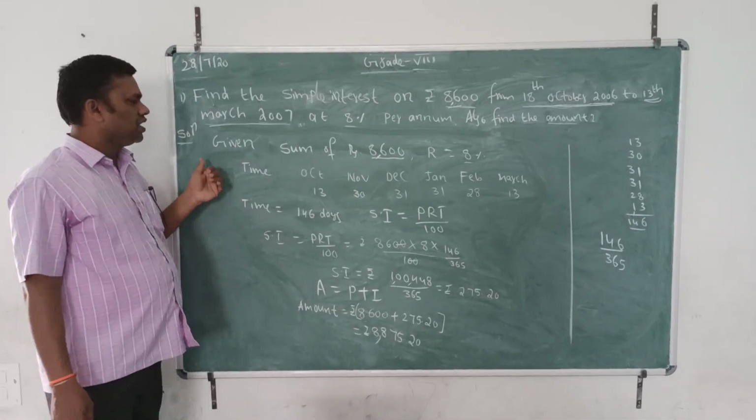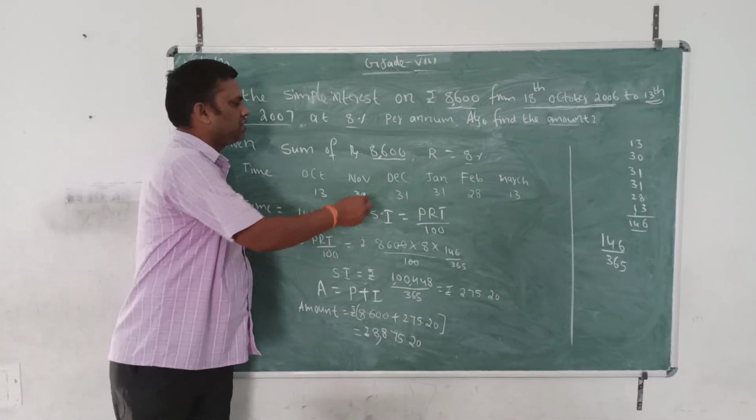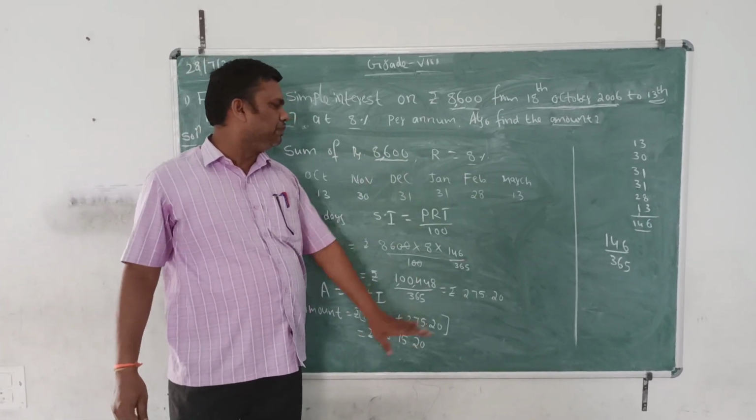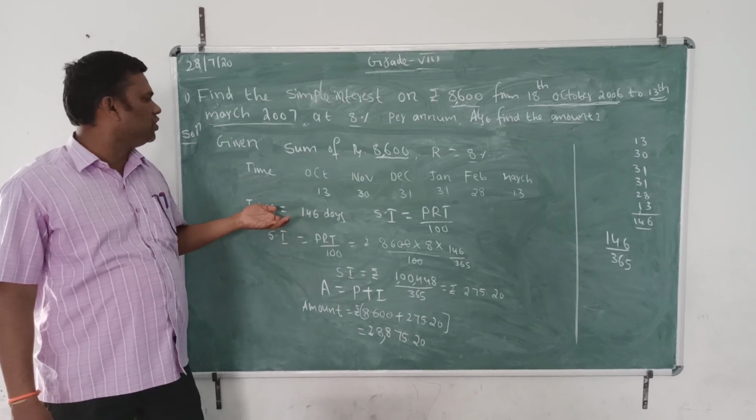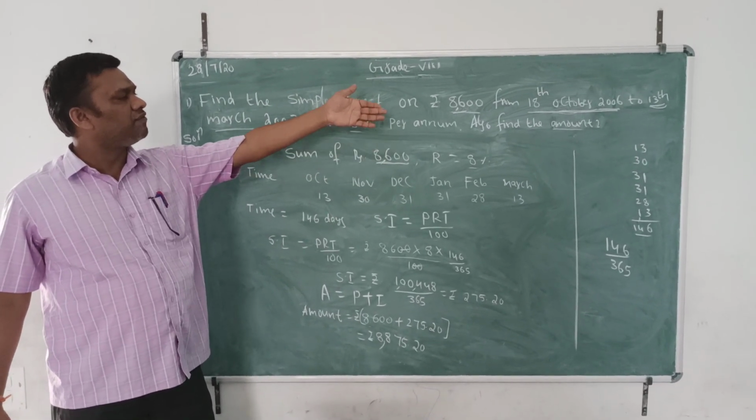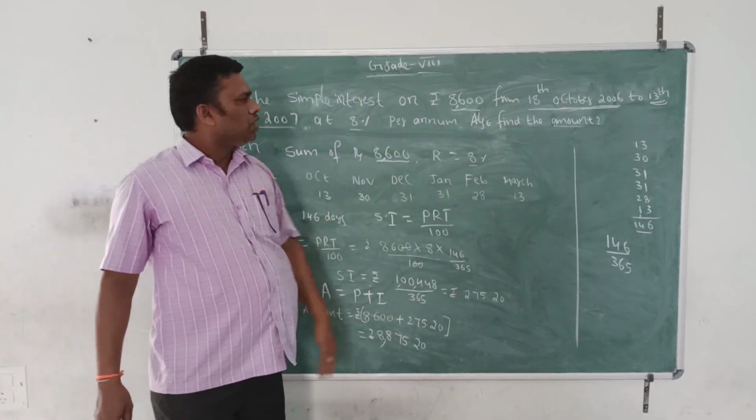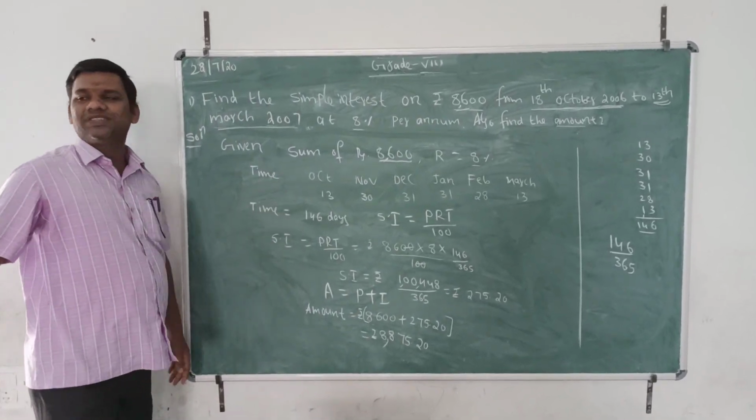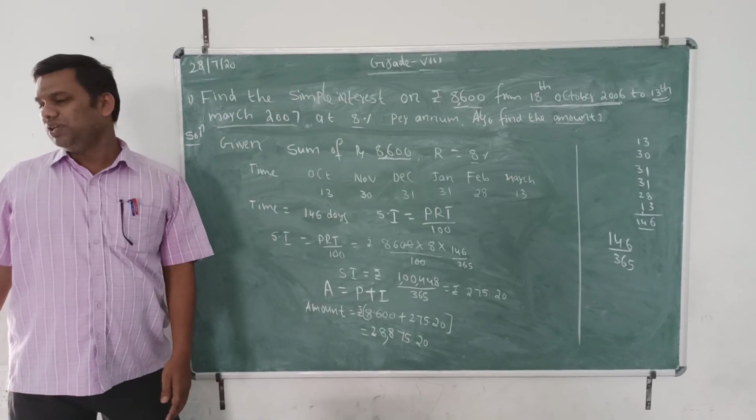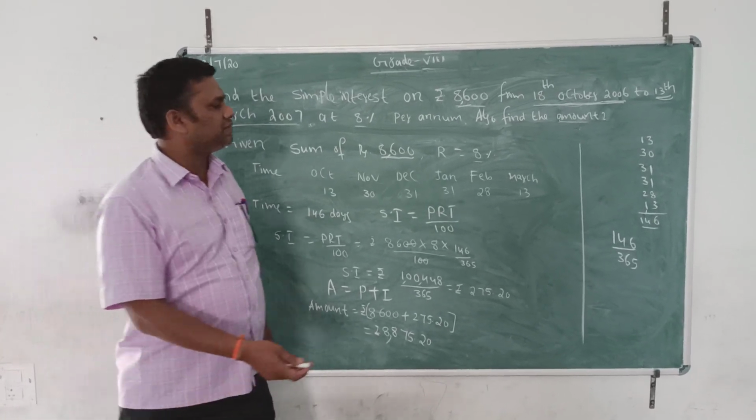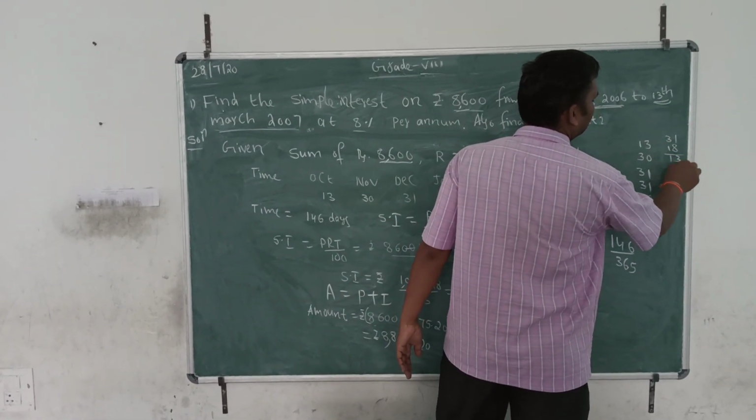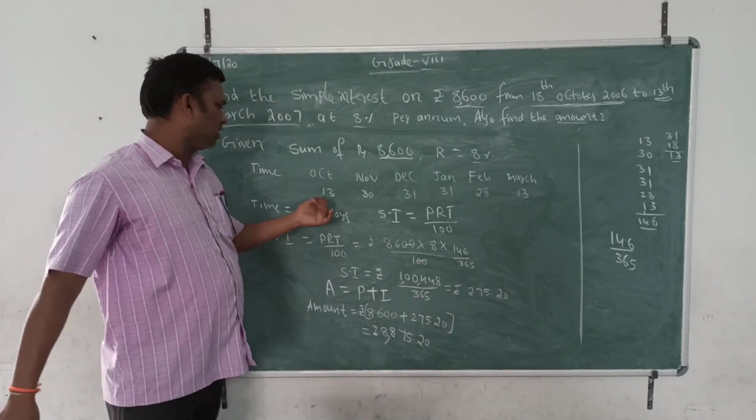Now see the solution. Given sum of rupees 8,600 and rate of interest is 8%. Now see time, they give October, November, December, January, February, March. October 18th. October has how many days? 31 days. 18th we have to do, means 31 minus 18 means 13 days in October month.